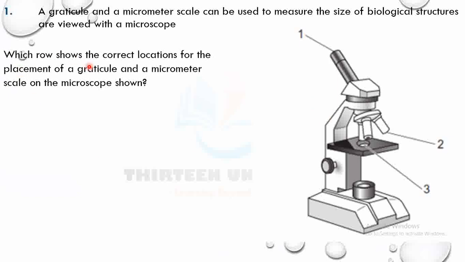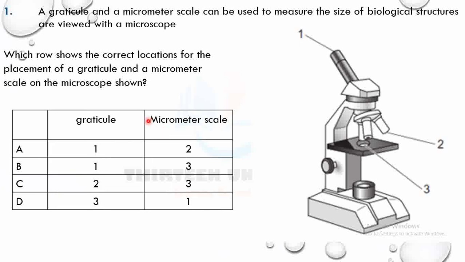Which row shows the correct locations for the placement of a graticule and a micrometer scale on the microscope shown? So where do we place these two? We have these two scales, graticule and micrometer. So pause the video and try it. Let me see how you're doing.